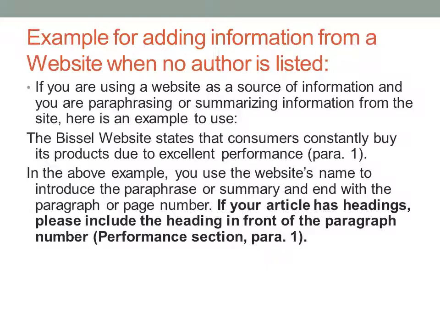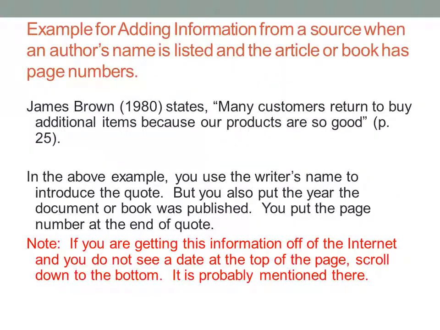All right. Okay, so far, let's recap. We've gone over how to include information from an internet article that may not have an author. And we've included how to paraphrase or summarize information from a website where there will be no author. And then we've discussed how to use either a page number or a paragraph number based on the information you are obtaining. All right, so let's go to the next one.